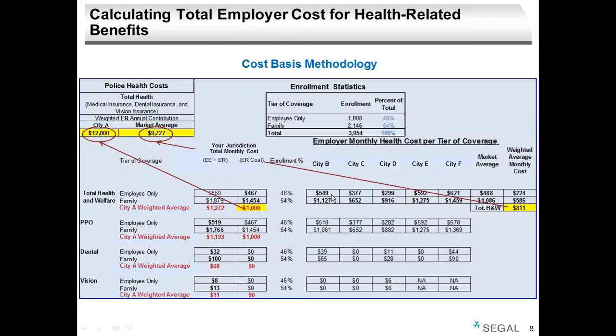$9,727. Now, there are two numbers here that, if you can remember them for a later slide, I will be referring back to, which is the total cost on a single and family basis for the PPO here in the base city, but we will get to that later. So that's the cost basis methodology for health benefits, health, medical, dental, vision, whatever the case may be.